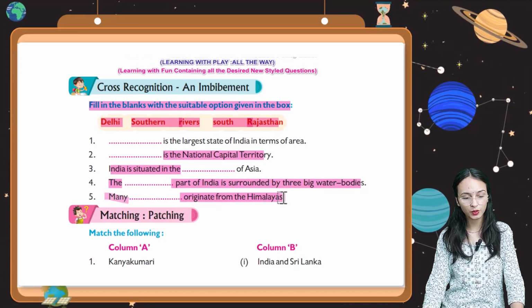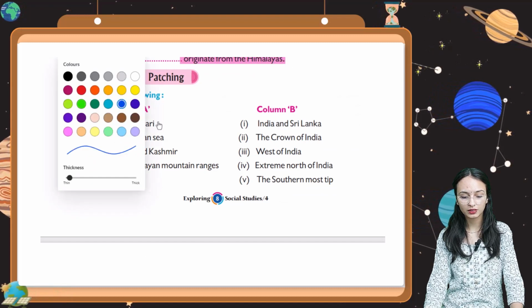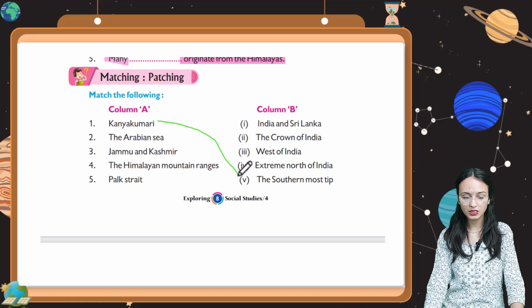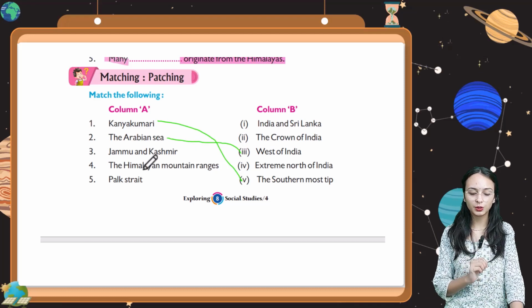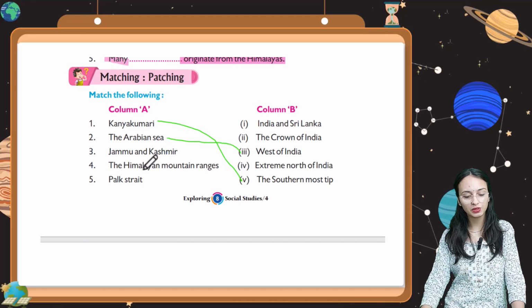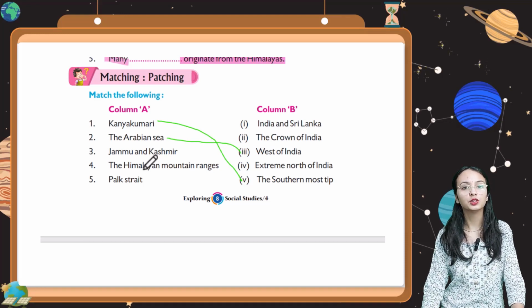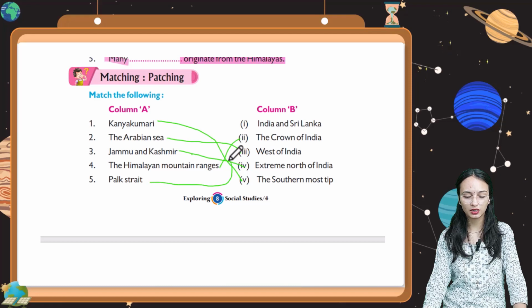Now we will match the following. Kanyakumari will be the southernmost tip. Arabian Sea, it is west of India. Before seeing the answer said by me, you can pause the video and try to solve the exercise on your own and then match the answers with me. And wherever you've done it wrong, you must revise it. Jammu and Kashmir, it is extreme north of India. Himalayan mountain ranges, crown of India. Palk Strait, it is located between India and Sri Lanka.